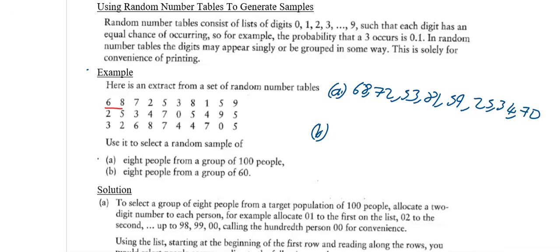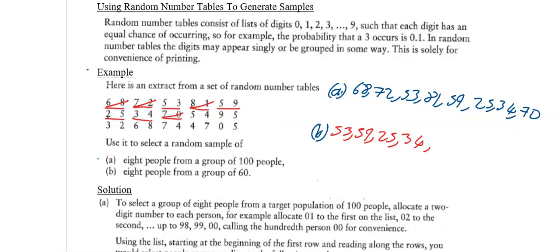So we'll just start. 6 and 8, that doesn't work for us, unfortunately. We can't do anything with that. 7 and 2, that's 72. That's not going to work for us. 5 and 3, happy days. We can use that one, 53. Next one is 8 and 1, so that doesn't work for us. Next one is 59. That works, that's fine. Next one is 25. That's going to be fine. Next one's going to be 34. That's going to be fine. Next one is going to be 7 and 0, so 70.